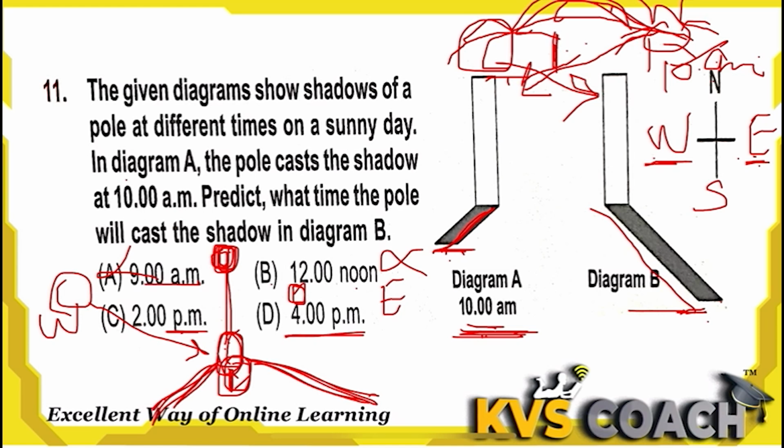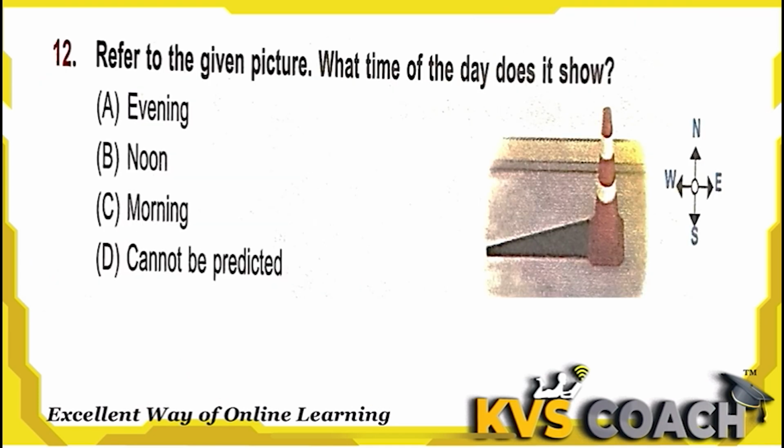But in option D, it is 4 p.m. It means it is the evening time where the sun is about to set. It means it is on the west side. So here the shadow will increase. It means option D is the right answer. Option D, 4 p.m., is the time when the pole B shadow formed.